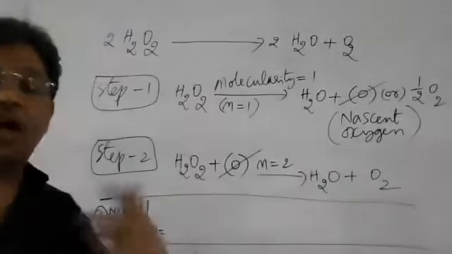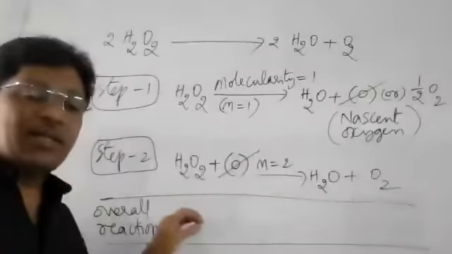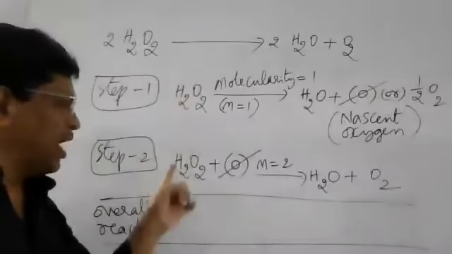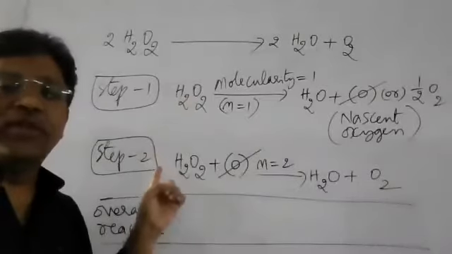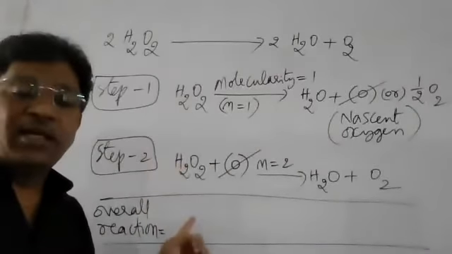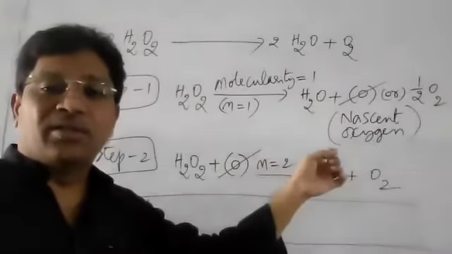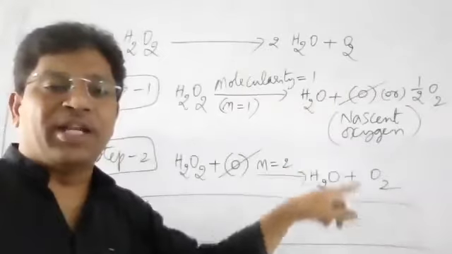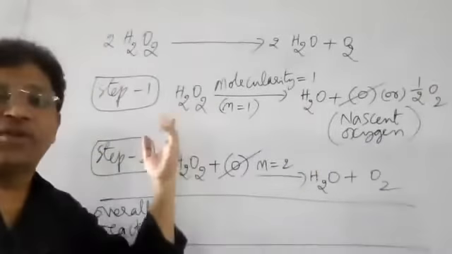After cancelling the common species on opposite sides, what do we have to write now? The leftover reactants of the two steps should be written as the reactants of the overall reaction. And the leftover products in the two steps should be written as the products of the overall reaction. Now tell me, on the reactant side, what is left over here?